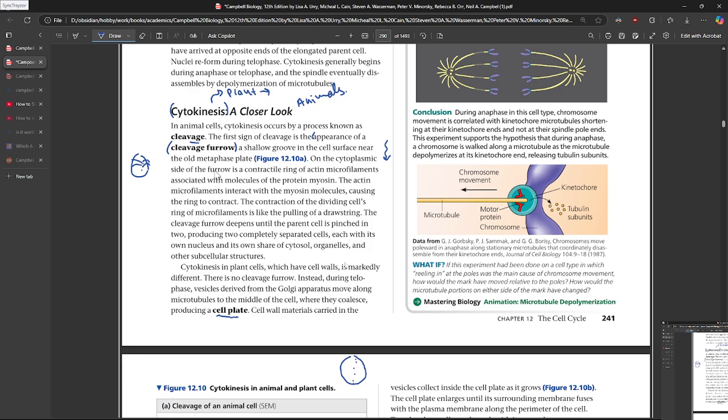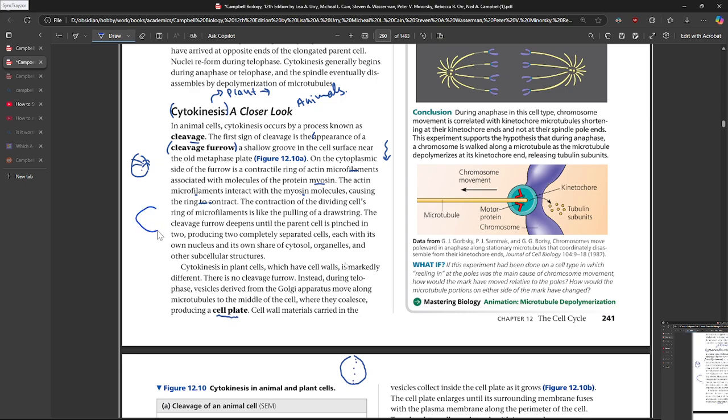Now, on the cytoplasmic side of the furrow is the contractile ring of actin microfilaments associated with the molecules of the protein myosin. So, what's happening here? On the cytoplasmic side of the furrow. So, what does it mean by cytoplasmic side? No idea. But there are filaments attached to it due to the myosin protein. The filaments react with the myosin molecules, causing the ring to contract.